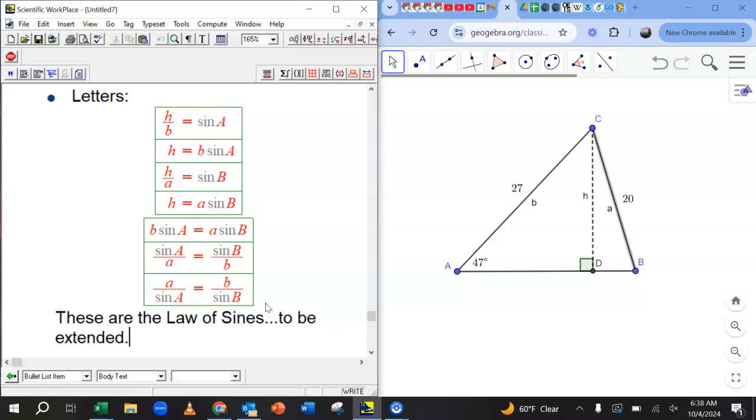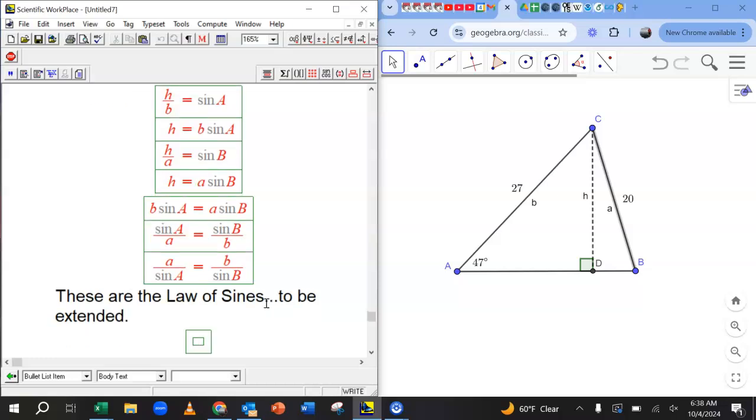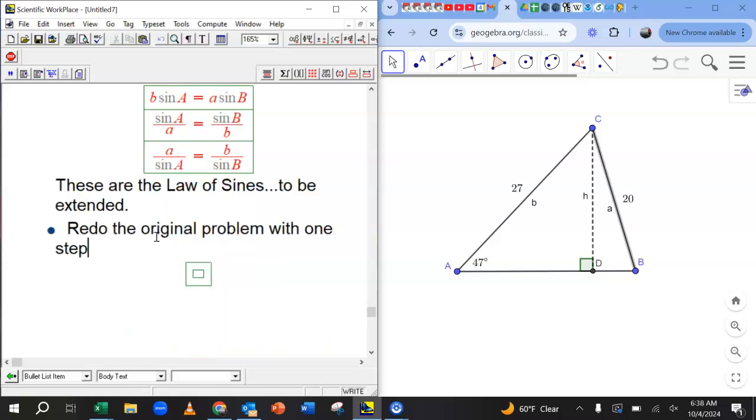Okay, so let me go ahead and redo the problem. It's not going to be a major shortcut here, but once you know this and you can use it in a flexible fashion, it is a nice significant shortcut. So let's redo the original problem with basically one step fewer.